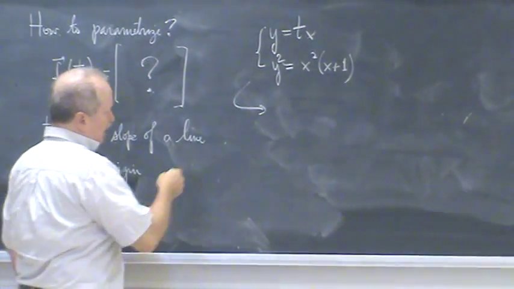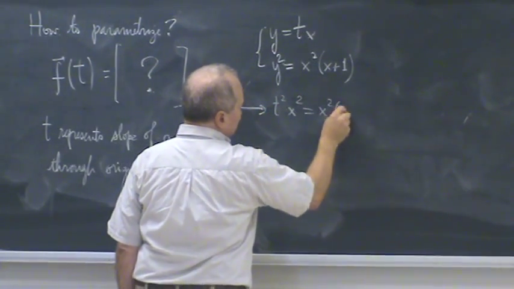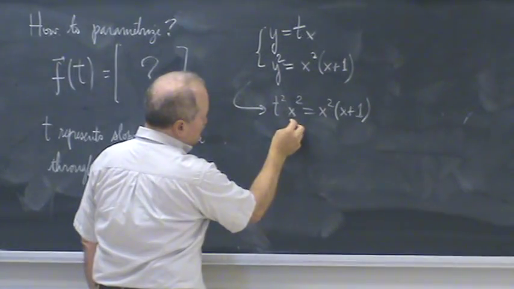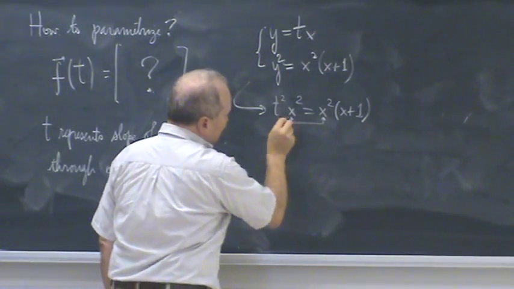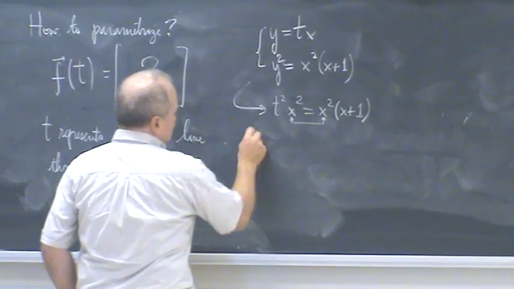What do I get on the left-hand side? T squared, x squared. So you see here that I have x equals 0 as a solution, in fact twice, it's a double root. If I throw out the double root x equals 0, what am I left with? T squared equals x plus 1.